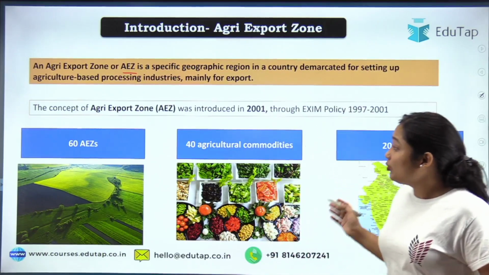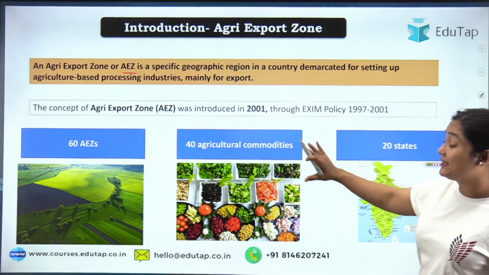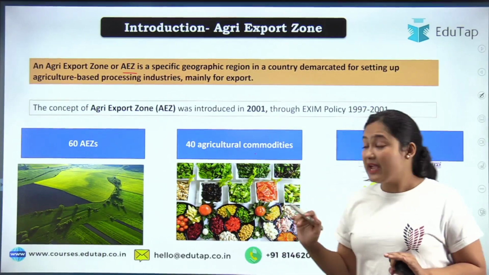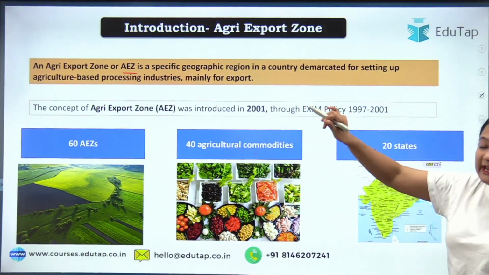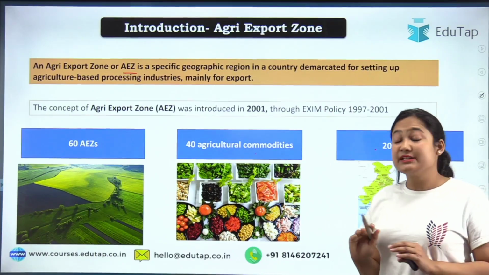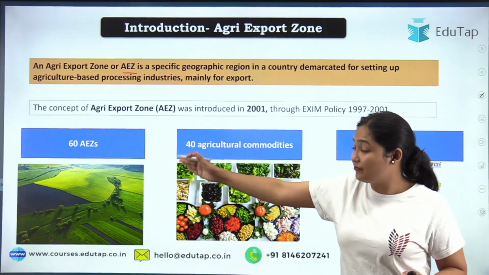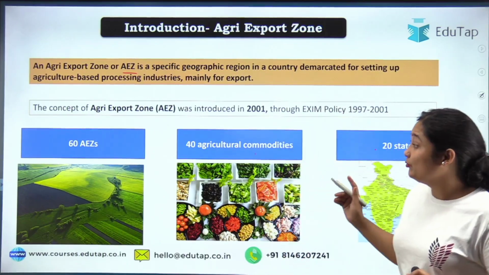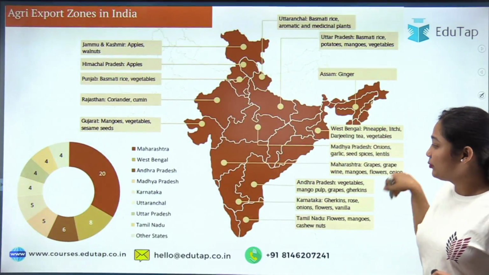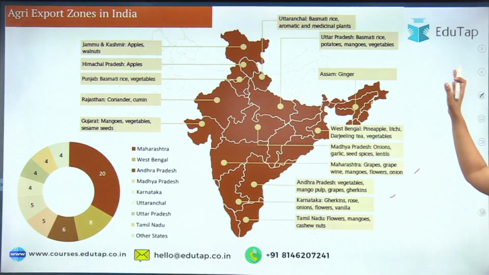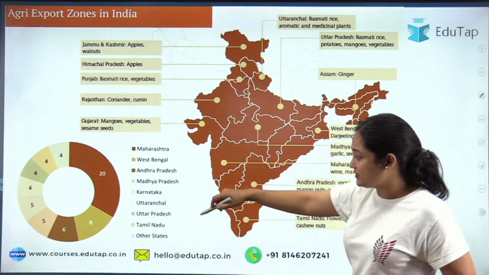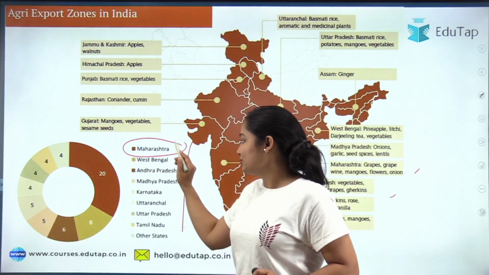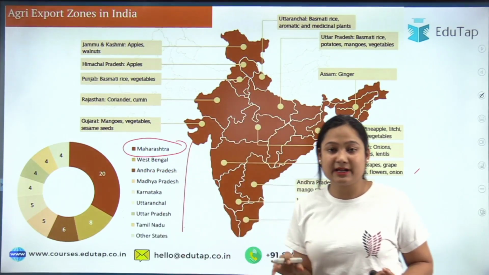Okay, moving to state-wise agriculture zones. What are these 40 commodities that we will discuss, and what are the 20 states, 60 AEZ, what are the names? Because in the exam a direct question will come from there, and there is no shortcut for that. You'll have to remember that. Okay, moving to the memorizing part. Quickly you can see that. Most of the parts are not given here. You can see these are the states, and most of the AEZ zones are set up in Maharashtra.